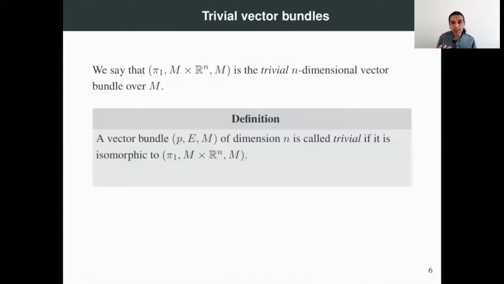It is the model of trivial vector bundle, and we say that a vector bundle of dimension n is trivial if it is isomorphic to the model of trivial vector bundle. In that case, we are also going to consider that such a vector bundle is trivial. And we are going to say that the isomorphism between these two vector bundles, the given one and the trivial one, is the trivialization of the first vector bundle.